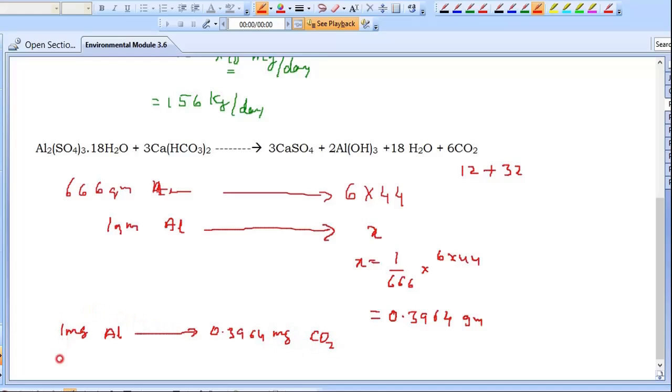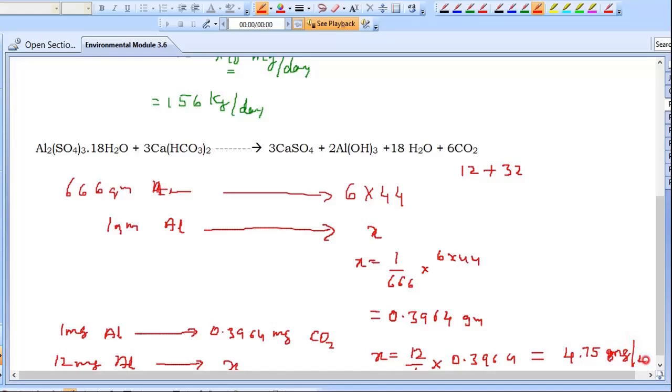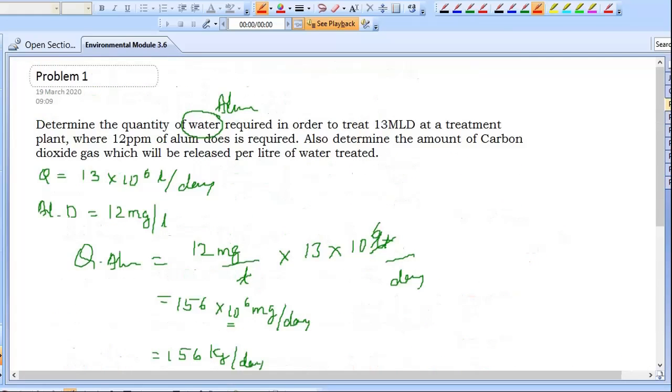Then my question is, 12 mg of alum will produce how much? Therefore, 4.75 mg per liter. Every liter produces 4.75 mg. This problem is solved. Once again go through this.